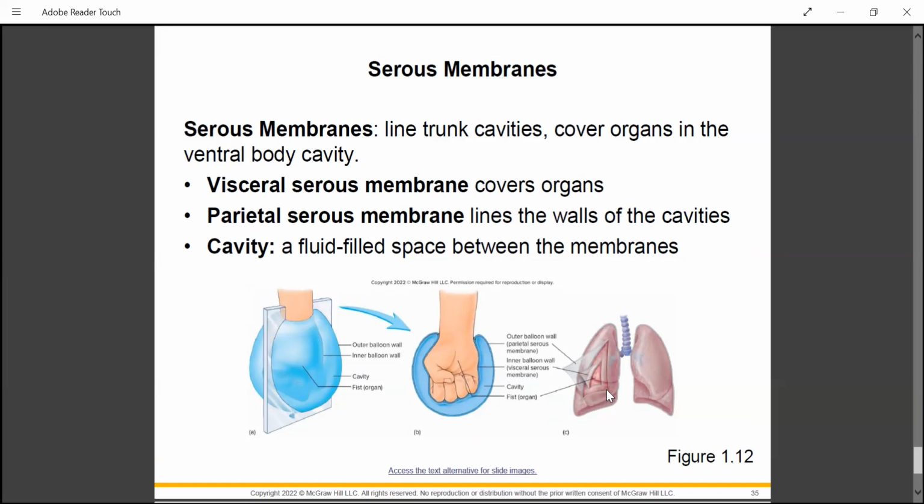Now if we talk about the lungs, they are our fist in this example. So our lungs are the organ. The lungs are covered by a visceral serous membrane directly on the lung surface. The parietal serous membrane lines the thoracic cavity, this outer balloon wall, and then we have a cavity between the visceral membrane and the parietal membrane that contains fluid. Remember, visceral membrane is always going to be directly on the organ. That's the easiest way to remember it.